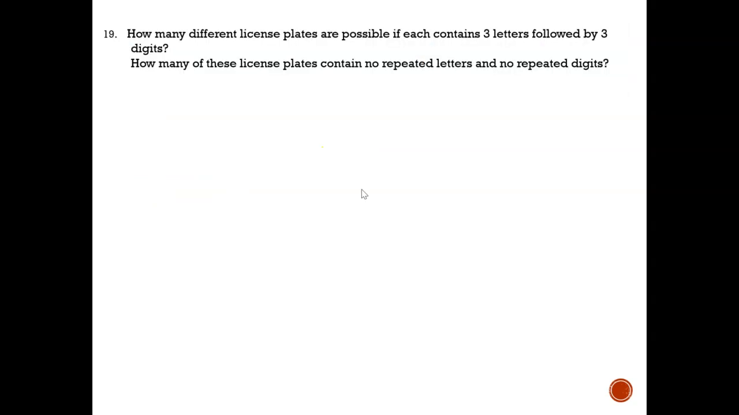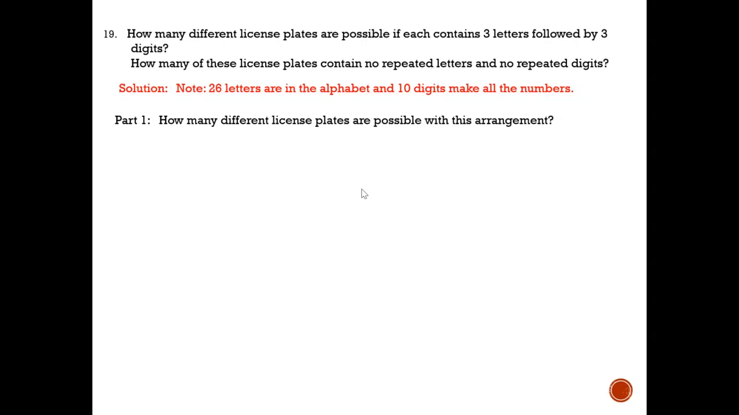Okay, now this is number 19. It says, how many different license plates are possible if each contains 3 letters followed by 3 digits? That's for part 1. For part 2, how many of these license plates contain no repeated letters and no repeated digits? Okay, so for the first part, notice the 26 letters are in the alphabet and 10 digits make all the numbers. Hey guys, I do this because at times when students come from another country, they don't know how many letters there are in the alphabet in the US. I think Mexico has more than 26. That way they can know that it's 26 letters.